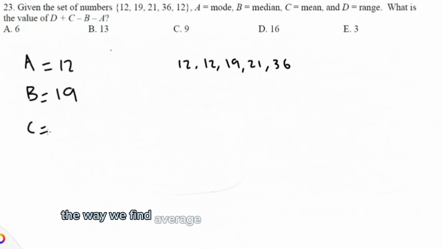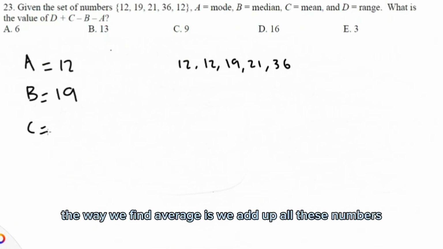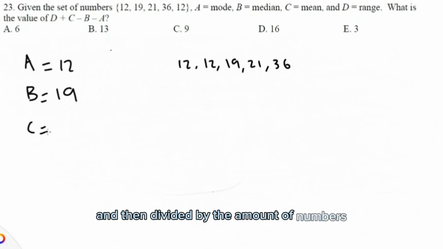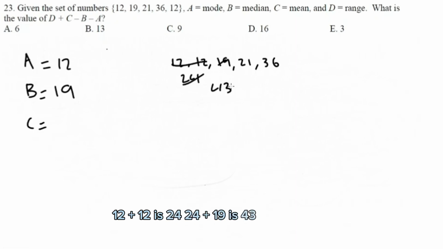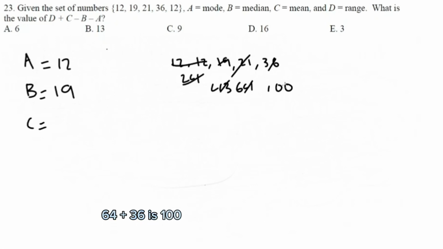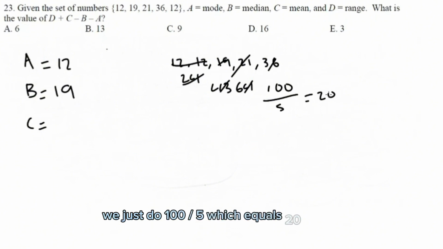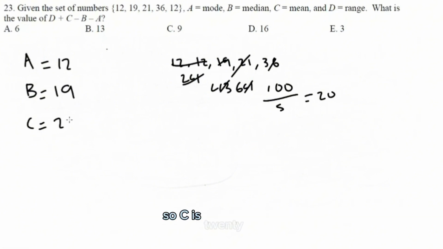The way we find average is we add up all these numbers and then divide it by the amount of numbers. So in this case, there's 5 numbers. Alright, so let's add them up. 12 plus 12 is 24. 24 plus 19 is 43. 43 plus 21 is 64. 64 plus 36 is 100. And since there's 5 terms, we just do 100 divided by 5, which equals 20. Alright, so C is 20.